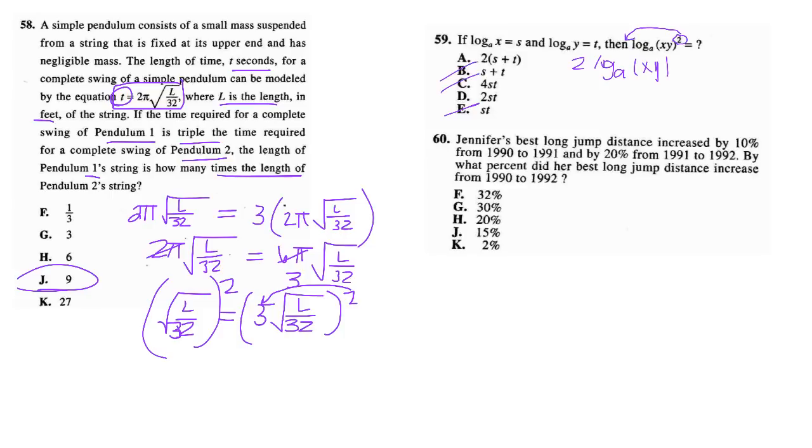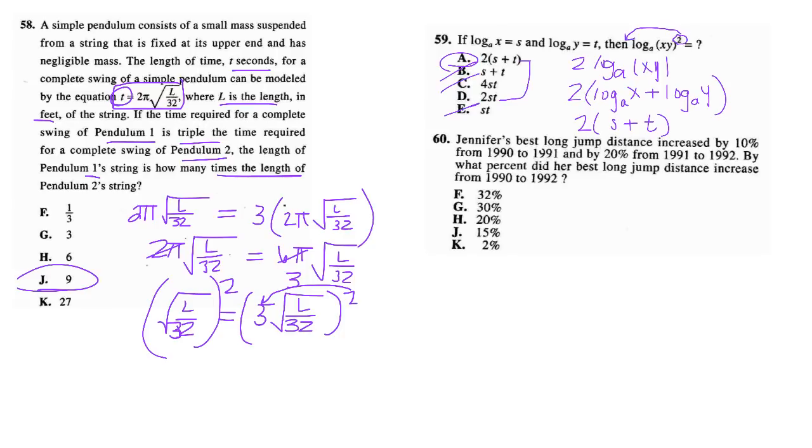So we have to decide, well, is it going to be multiplying or adding? And it actually becomes an adding problem because with our logarithm properties, that's log base A of x plus log base A of y. And notice if we substitute in our s and t, that's going to be 2 times s plus t, so that's going to be answer choice A.